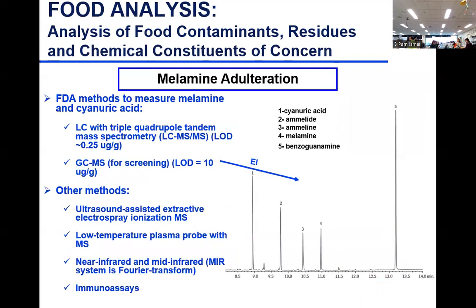So chromatography with mass spectrometry is the method for identification and detection. There are other methods that you can use for qualitative, for example, like NIR and mid-IR. And there are immunoassays. But if you want to quantitate, the best way is chromatography coupled with mass spectrometry.